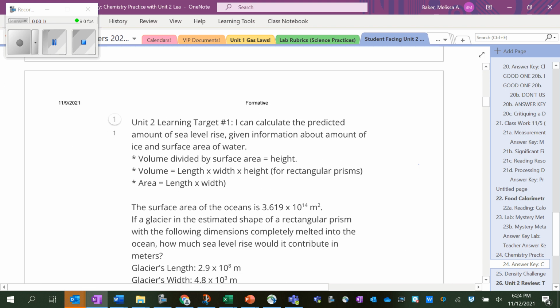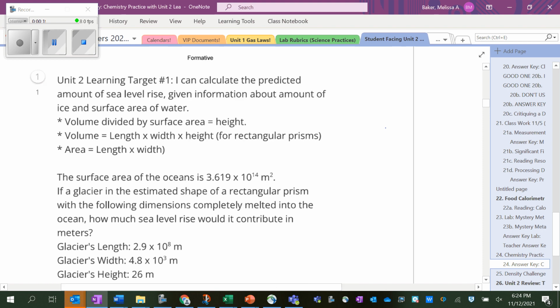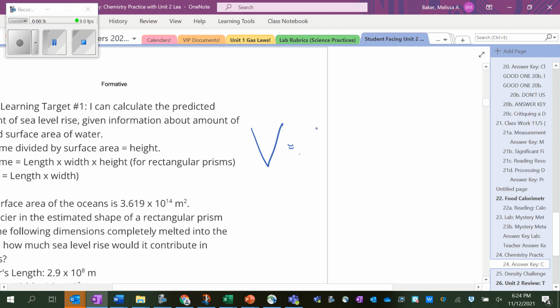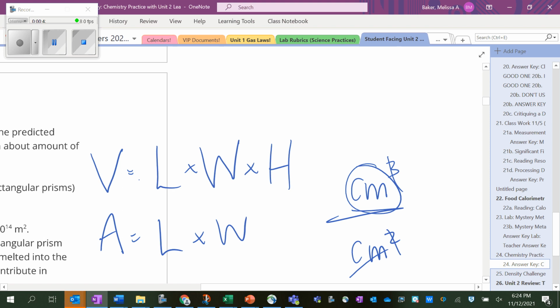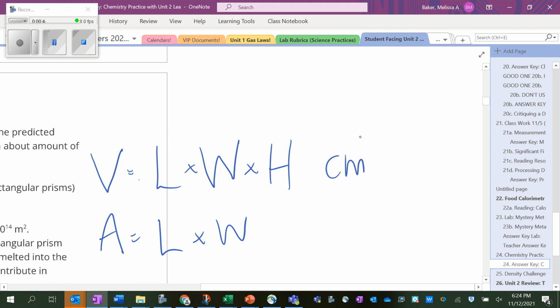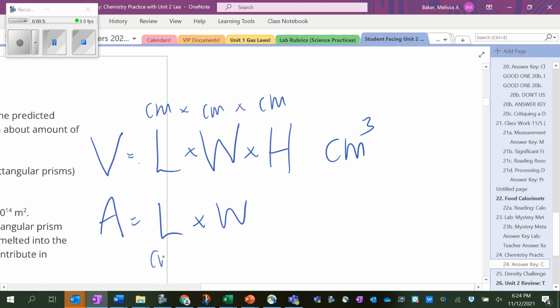All right, so the first learning target is, can you calculate sea level rise if you're given information about the volume of ice and the surface area of the water? So just as a little recap, we know volume of a rectangular prism is length times width times height, and area simplified is length times width. So maybe you would have centimeters cubed because you've got centimeters times centimeters times centimeters for an example. And then you've got centimeters times centimeters, so this would be centimeters squared.